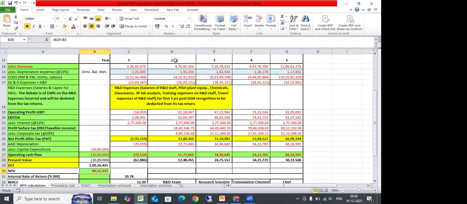From that, I have subtracted my initial investment. What was my initial investment? Initial capital was how much? 20 lakhs. Then that becomes the net present value, right? After deduction of my initial investment from the DCF.